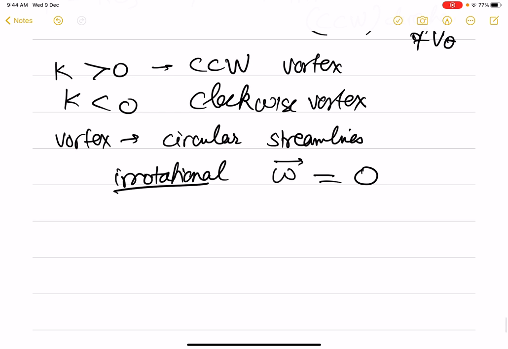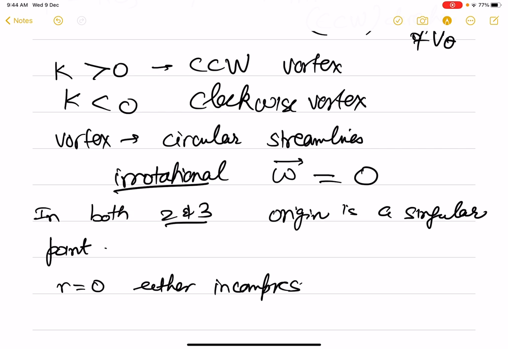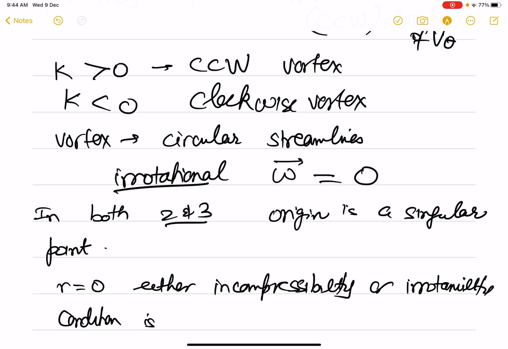Now one thing to be observed is that in both 2 and 3, the origin is a singular point. And what do we mean by this? That at r is equal to 0, either the incompressibility or irrotationality condition is not satisfied.